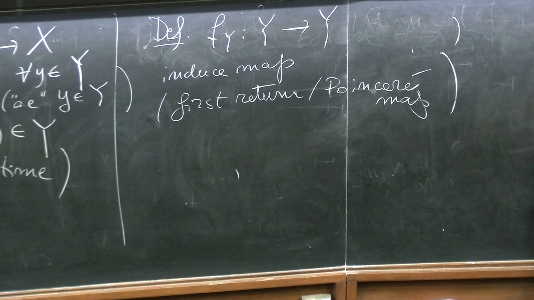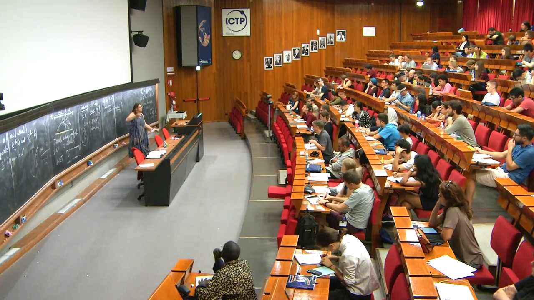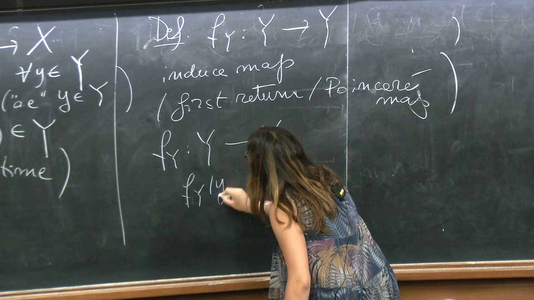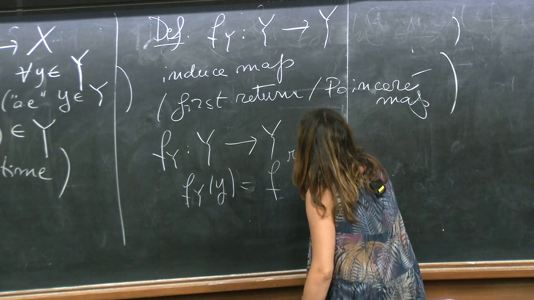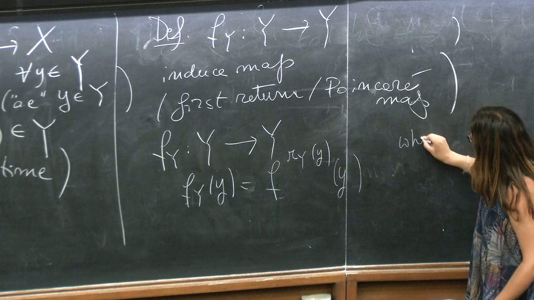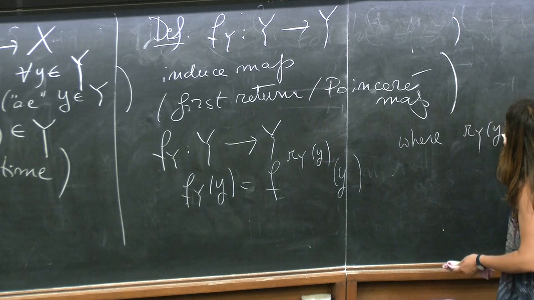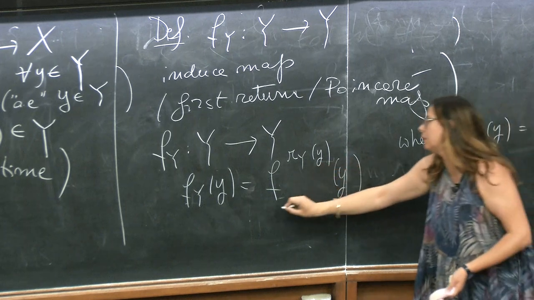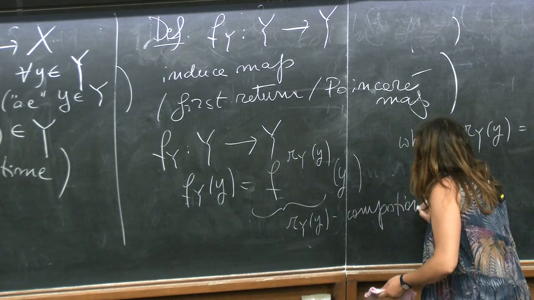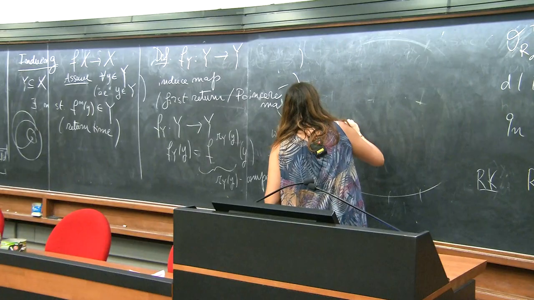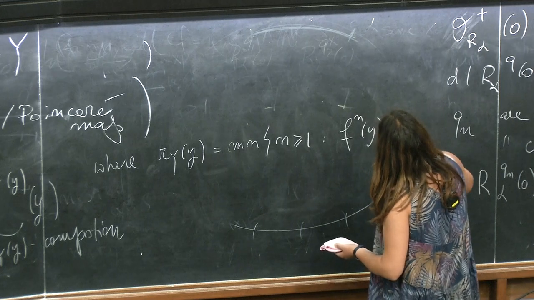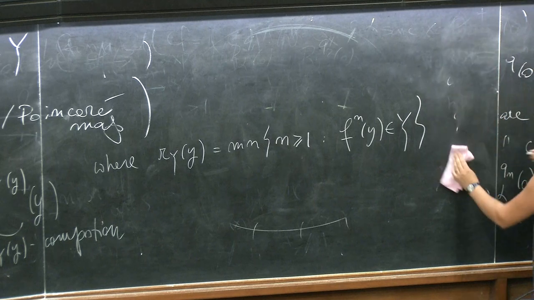And what is this? You just wait until the point comes back and define a map from Y to Y by setting F_Y of y equal to f to the r_Y of y, applied to y. Let me explain this. What is r_Y of y? It's an integer. It's not a power, it's a composition, the usual notation of f composed with f that number of times. And r_Y is the first return time. It's the minimum n greater or equal to 1 such that f^n of y is back in Y.